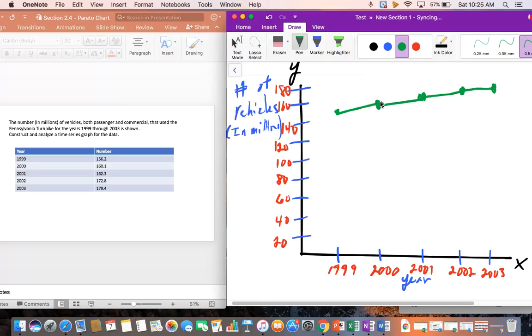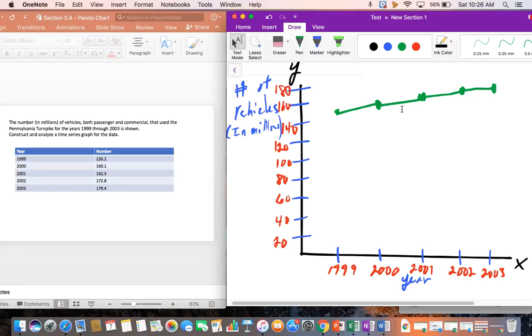Now, something we can say if we want to analyze this is that every single year more and more vehicles are using the Turnpike, and we can then use that information to figure out why. Is it more commercial vehicles that are using it? Is it more passenger? If it's more passenger, does that mean people are going on vacation more, but maybe the flights are too expensive, so they're driving more often? So right now, we can determine that every single year the amount of vehicles using the Turnpike is increasing.